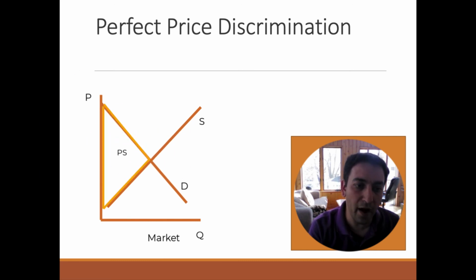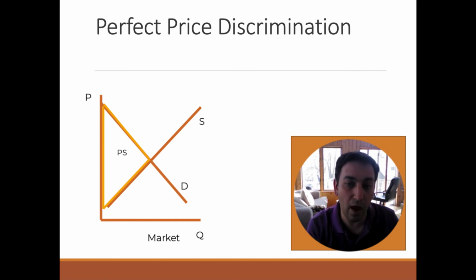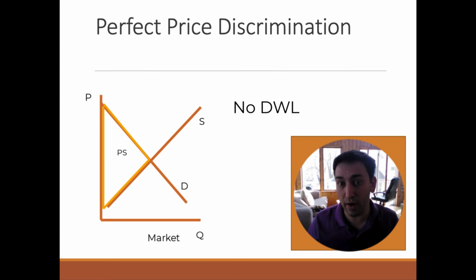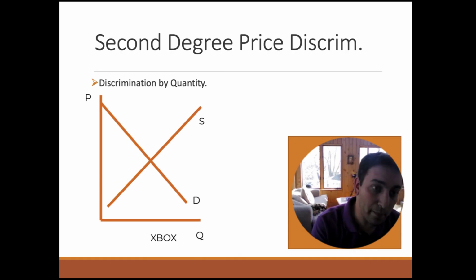This whole area then becomes producer surplus. Well, if the whole area becomes producer surplus, there's no deadweight loss. As an economist, from a theoretical extreme, we have a distribution problem here, but we can't say that one is worse than the other. The next is discrimination by quantity.